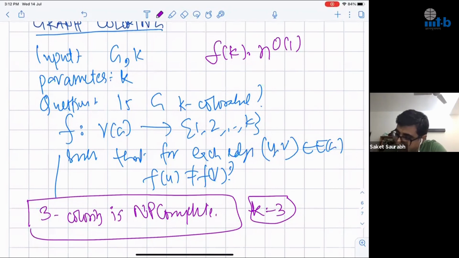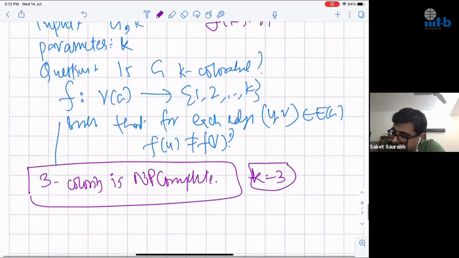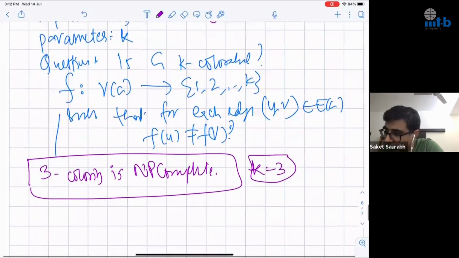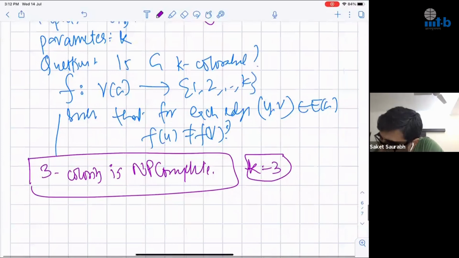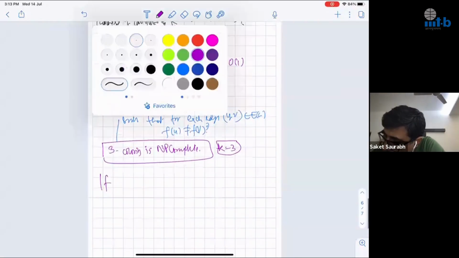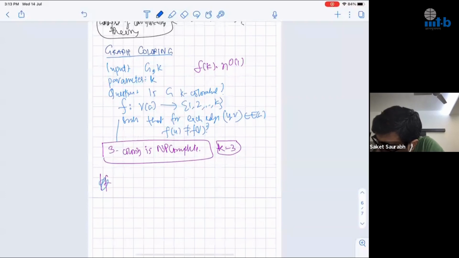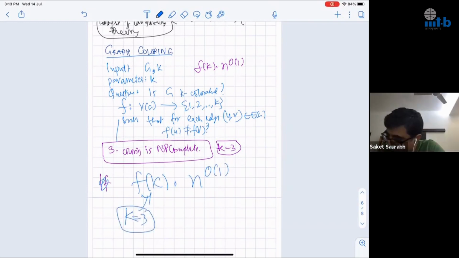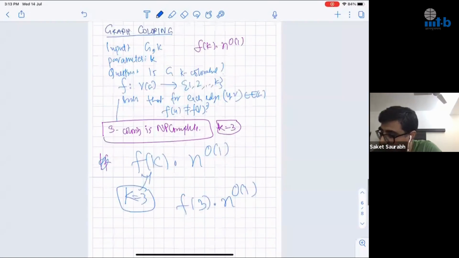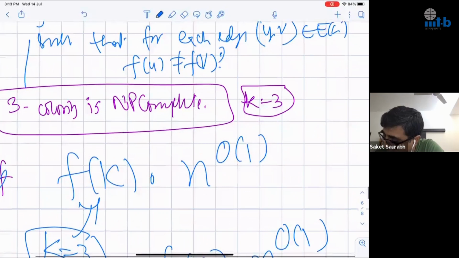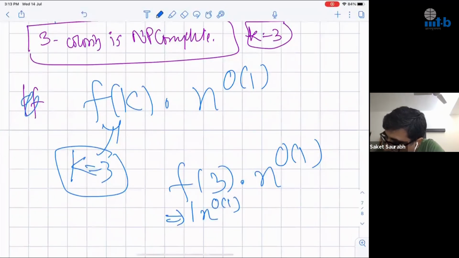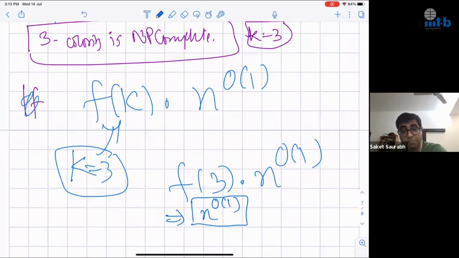Now ask yourself, if for graph coloring we had an f of k n to the power big O of 1 algorithm, then for k equal to 3, what will this imply? What is its running time? What can you say about f of 3 times n to the power big O of 1? This is still polynomial, right? This is still polynomial.